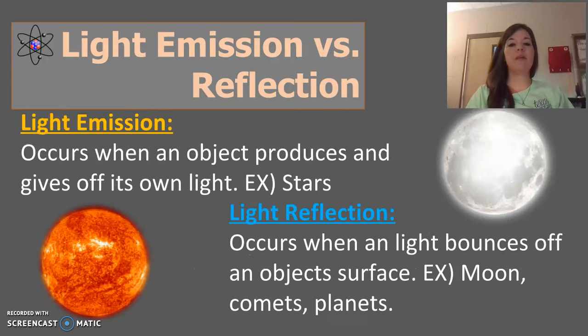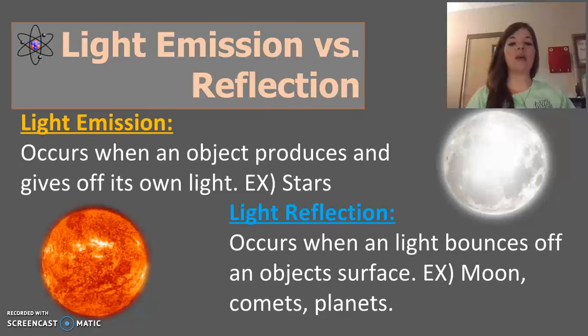And then we have emission versus reflection. We've talked about this a little bit. Emission occurs when an object produces and gives off its own light. Reflection is when light bounces off of the object. For instance, the moon, comets, and other planets, we can see them simply because they reflect light. We can't actually see them because of their own light.